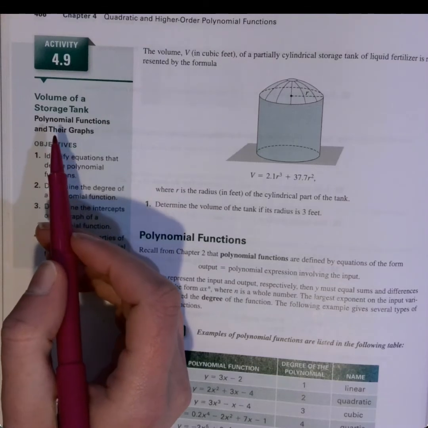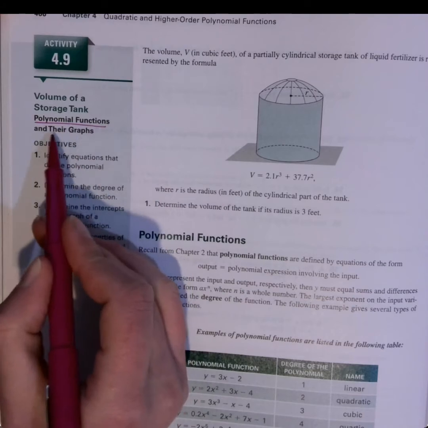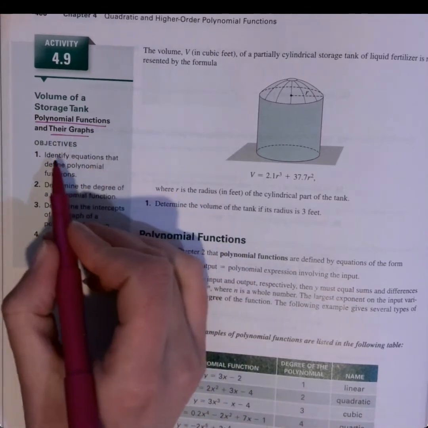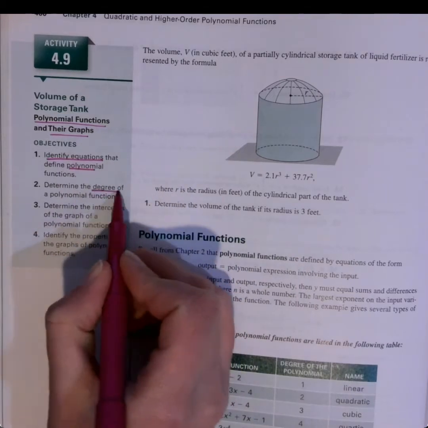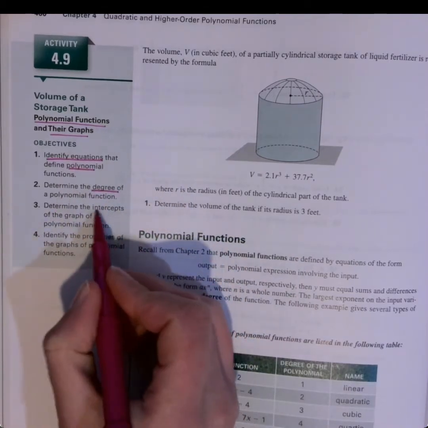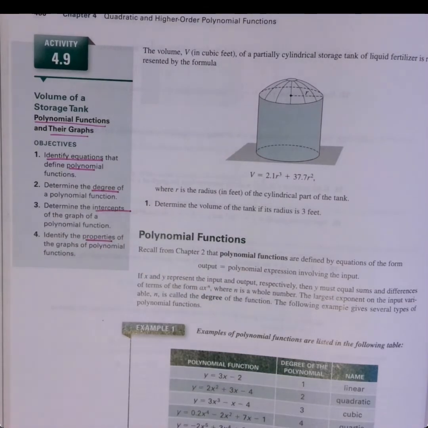In section 4.9 here, we're going to talk about polynomial functions and their graphs. So we're going to first identify equations that define polynomial functions. We're going to determine the degree of a polynomial function, the intercepts of the graph of polynomial functions, and some properties of the graphs of polynomial functions.